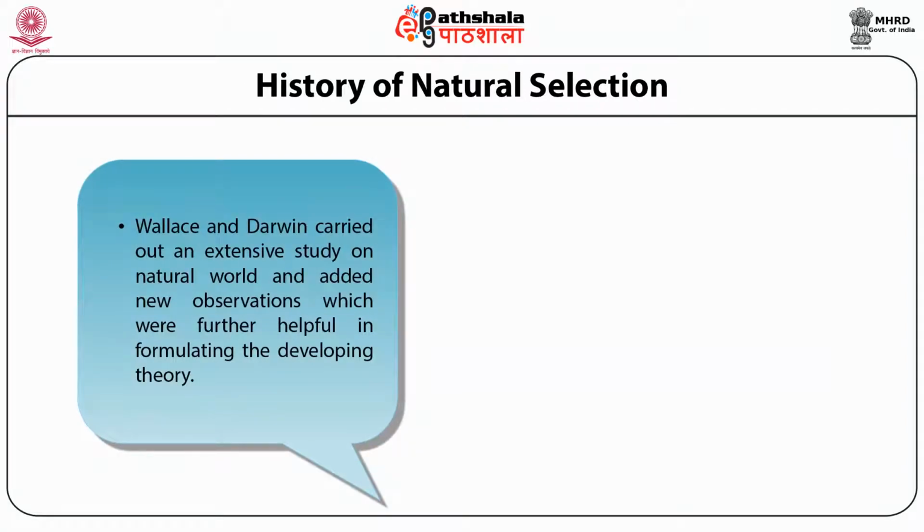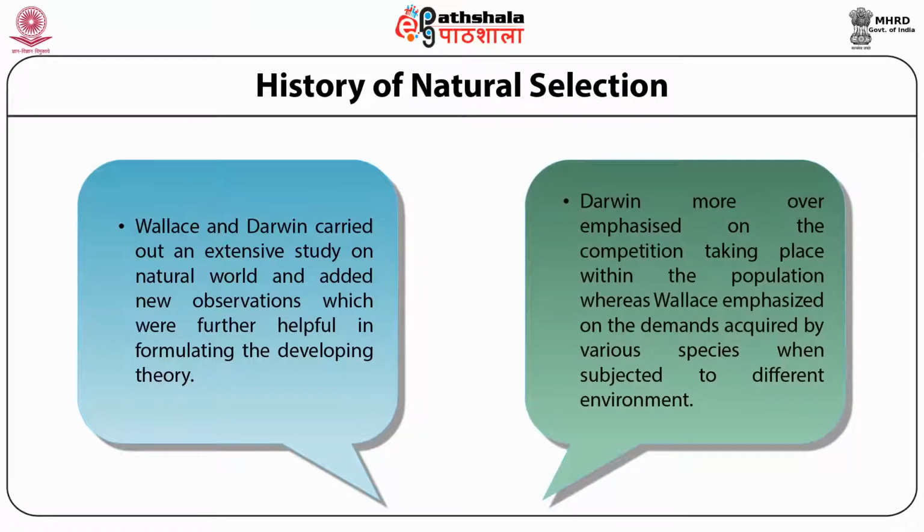Wallace and Darwin carried out an extensive study on the natural world and added new observations which were further helpful in formulating the developing theory. Darwin, moreover, emphasized the competition taking place within the population, whereas Wallace emphasized the demands acquired by various species when subjected to different environments.